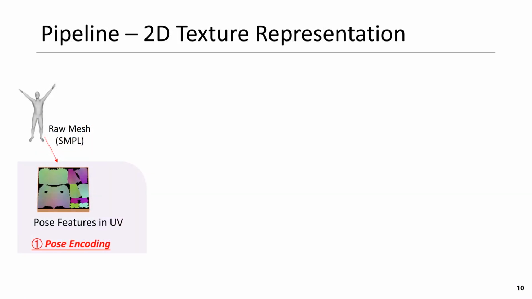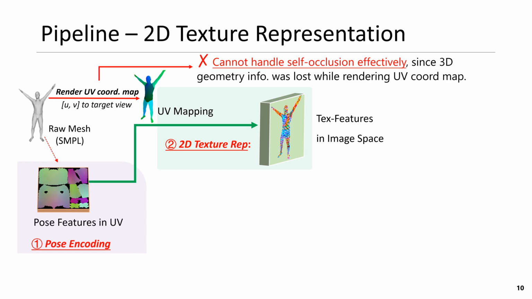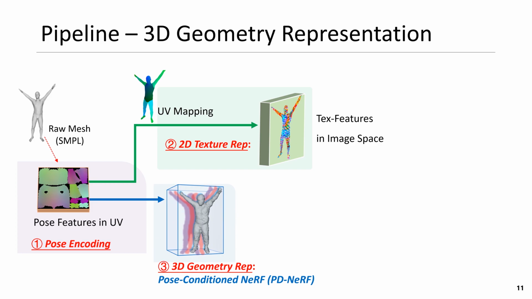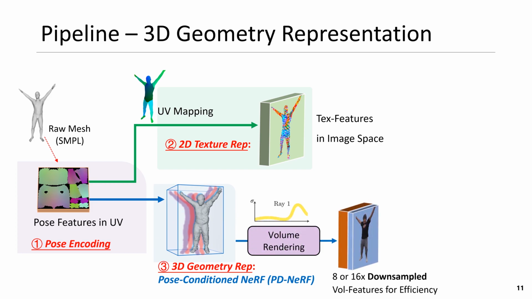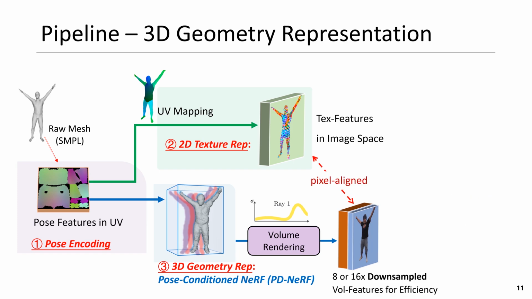With the pose features, we render a UV coordinate map, and then transform the features from UV space to image space. However, this cannot handle self-occlusions effectively, since 3D geometry information was lost while rendering the UV coordinate map. To solve this, we learn a 3D geometry representation by constructing a pose-conditioned NeRF, and get down-sampled volumetric features by volume rendering. In training, we use down-sampled ground truth image to supervise the volumetric features. Note that the textural features and volumetric features are pixel-aligned in image space.